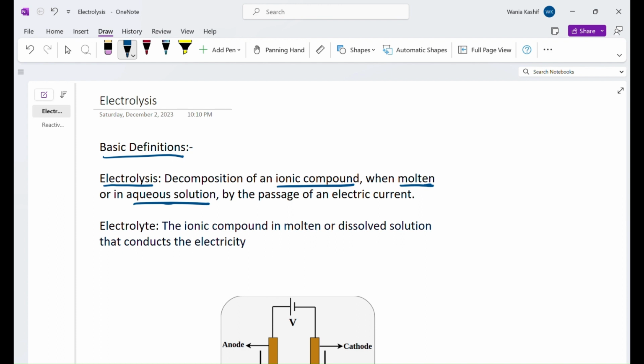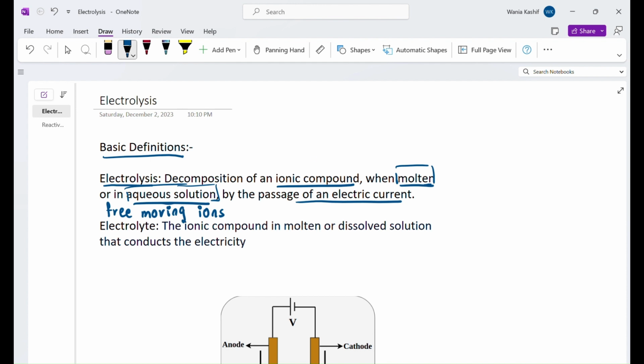The reason is that you are going to be passing electric current, and for it to be able to conduct electricity, there needs to be free moving ions. And free moving ions are obviously only available when the compound is molten or when it is aqueous. If it is in the solid form, then it will not have any free moving ions, therefore will not be able to conduct electricity, and then you cannot perform electrolysis.